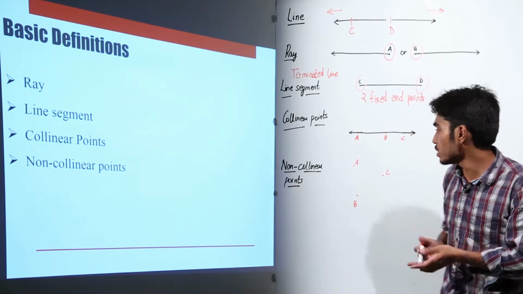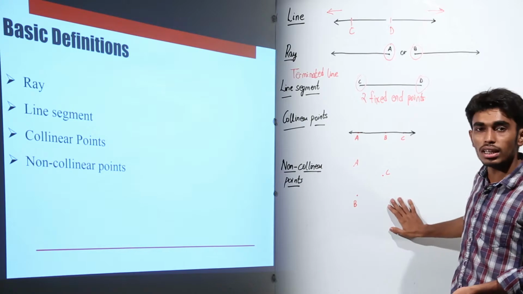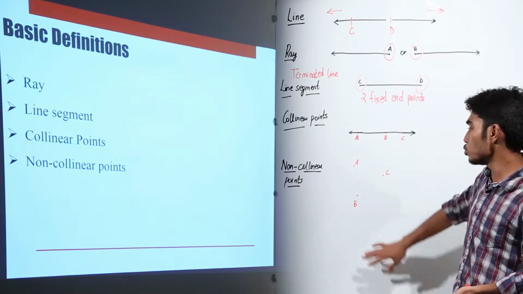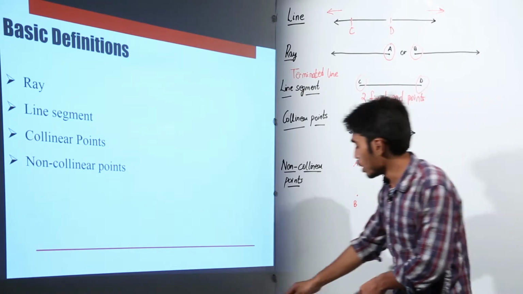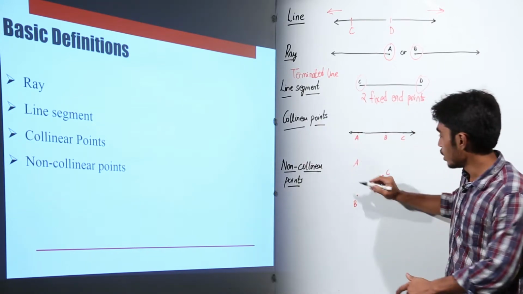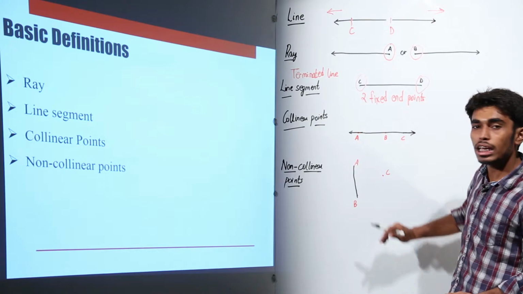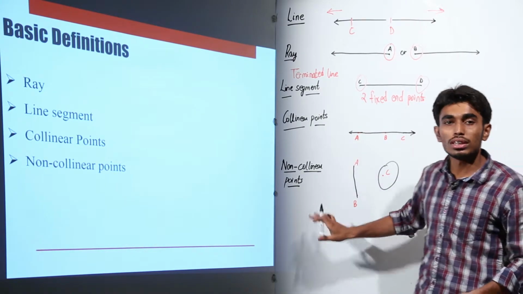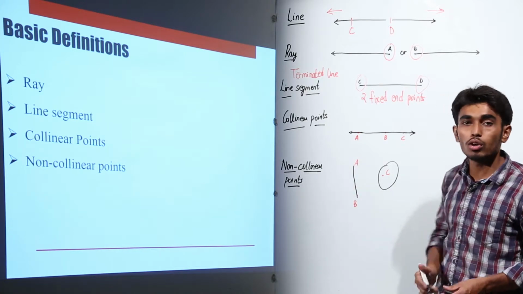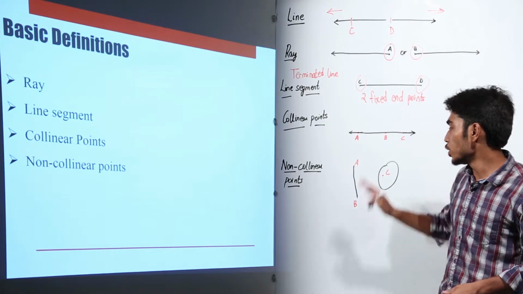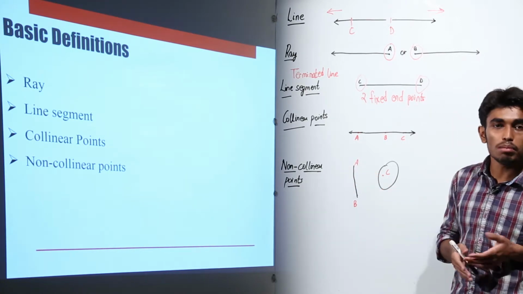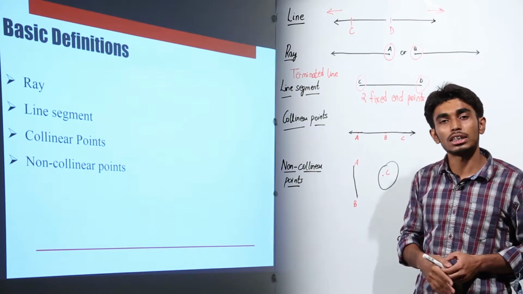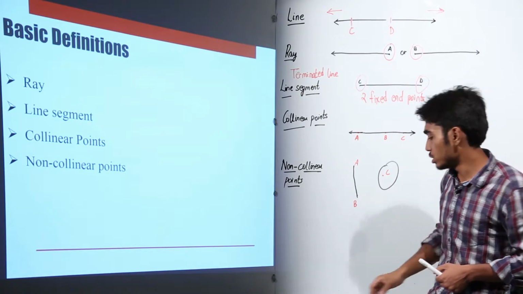By logic, if I have some points A, B and C, and if I am unable to draw a single line that passes through all the points, like for example if I try to draw a line AB, this line AB won't pass through C, so C would be left out, right? So A, B and C are non-collinear points because they don't lie on the same line, and these points A, B and C here lie on the same line. That's why they are called collinear points, right?